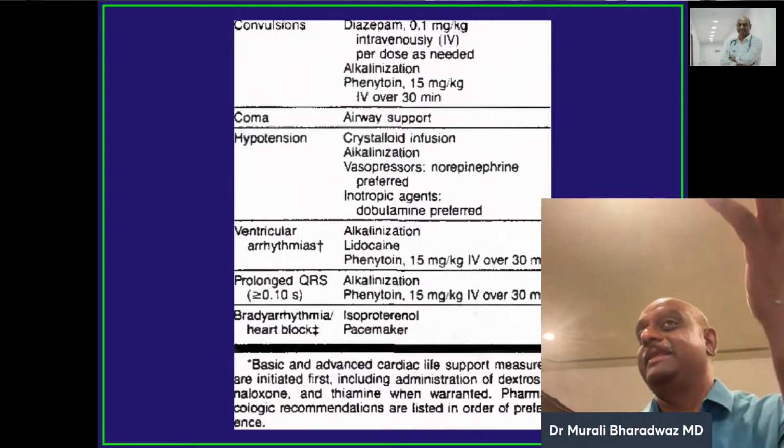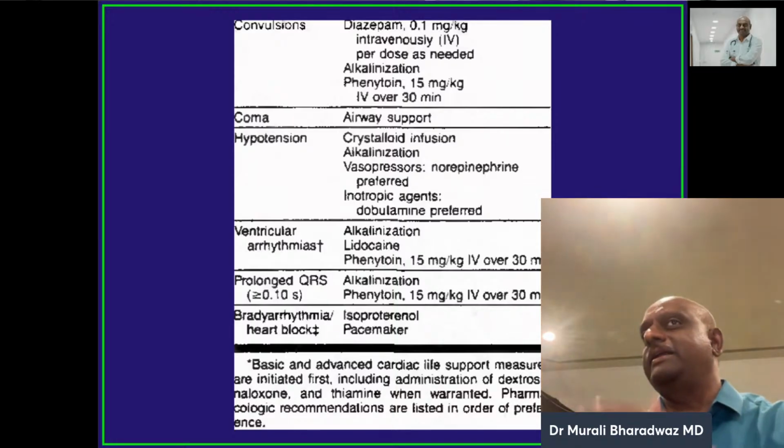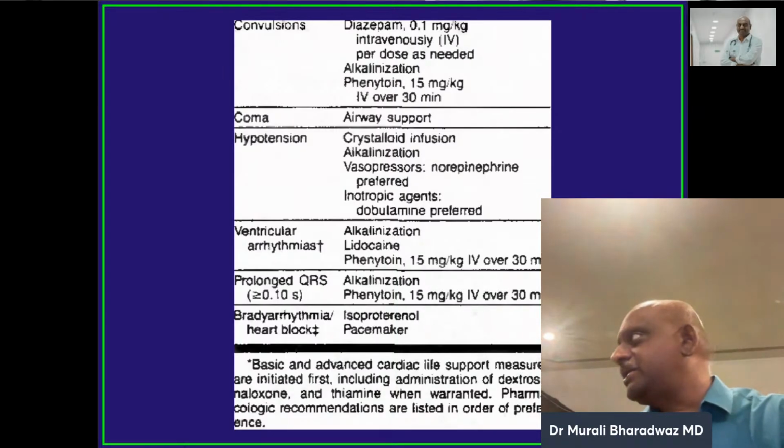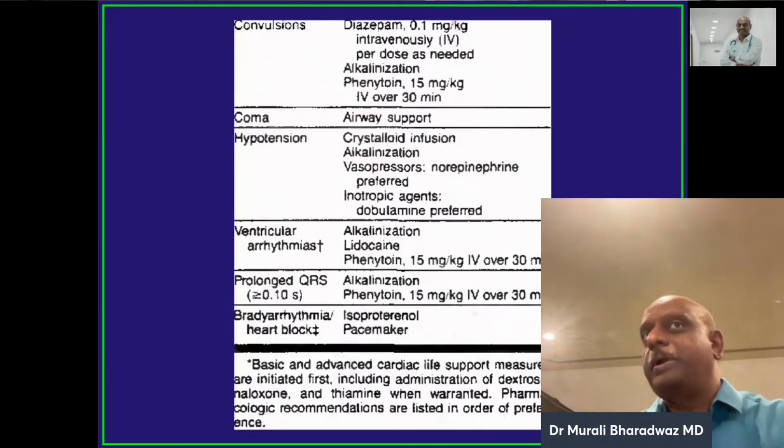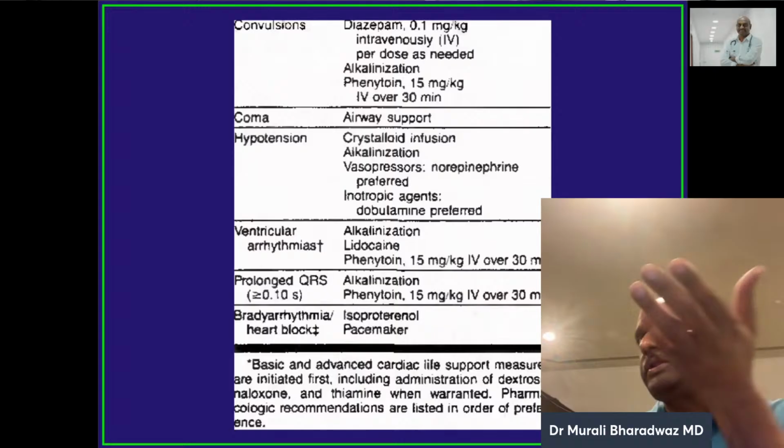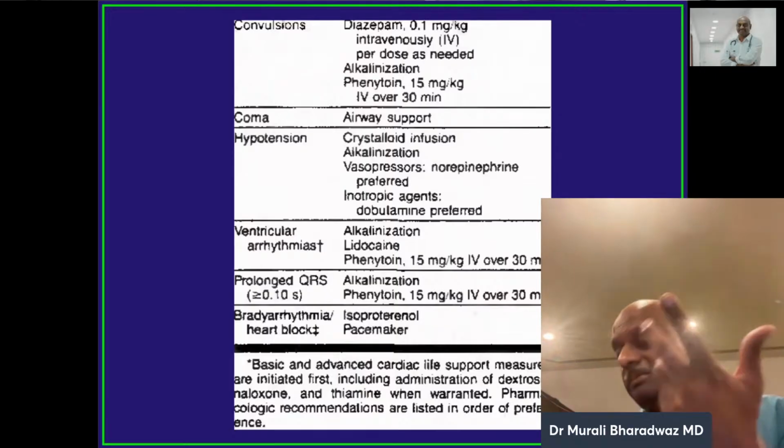Then hypotension is treated with crystalloid infusion and alkalinization. Ventricular arrhythmias by alkalinization, lidocaine, phenytoin. Prolonged QRS, so again alkalinization. Bradyarrhythmias, isoproterenol, pacemaker. Life is miserable.